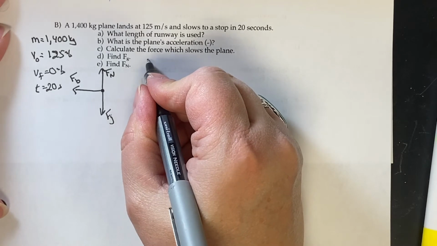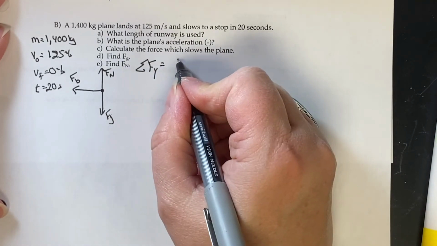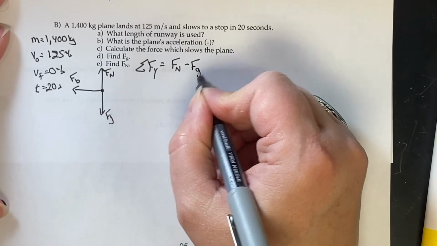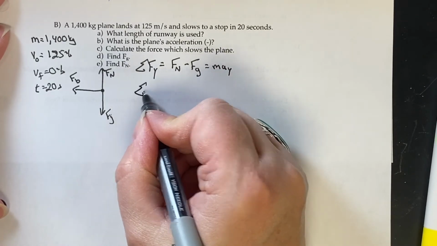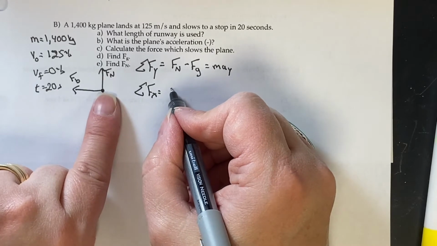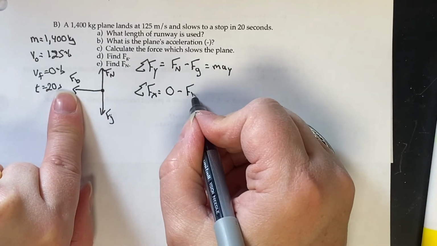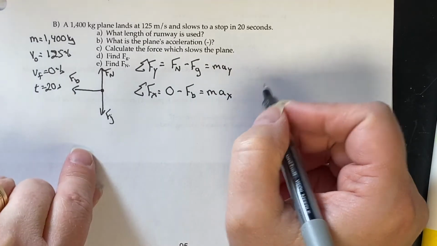Newton's second law equations, the net force vertically in the y direction would be all the forces up, my normal force minus all the forces down, the weight, and that's equal to mass times the acceleration in the y. And then the net force in the x direction would be all the forces forwards. Well, I don't see any, so that's 0, minus everything backwards, that's the braking force, and that's equal to mass times the acceleration in the x direction.